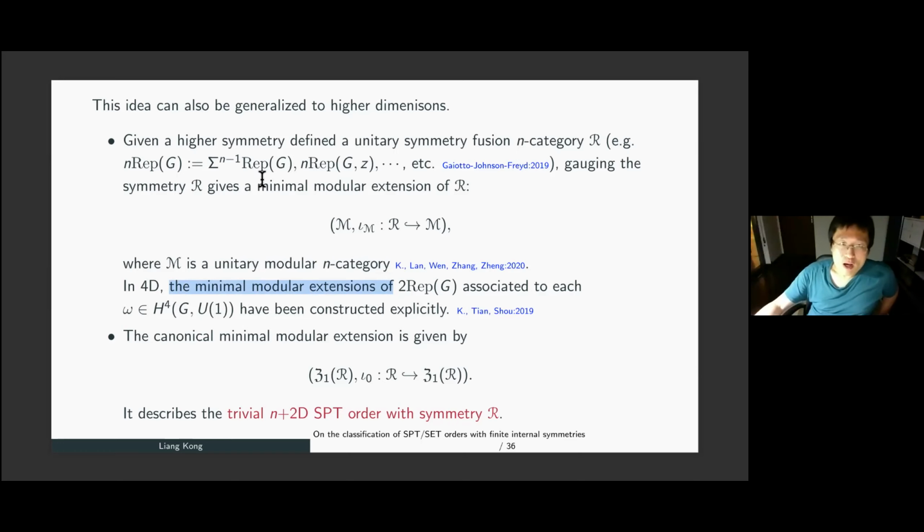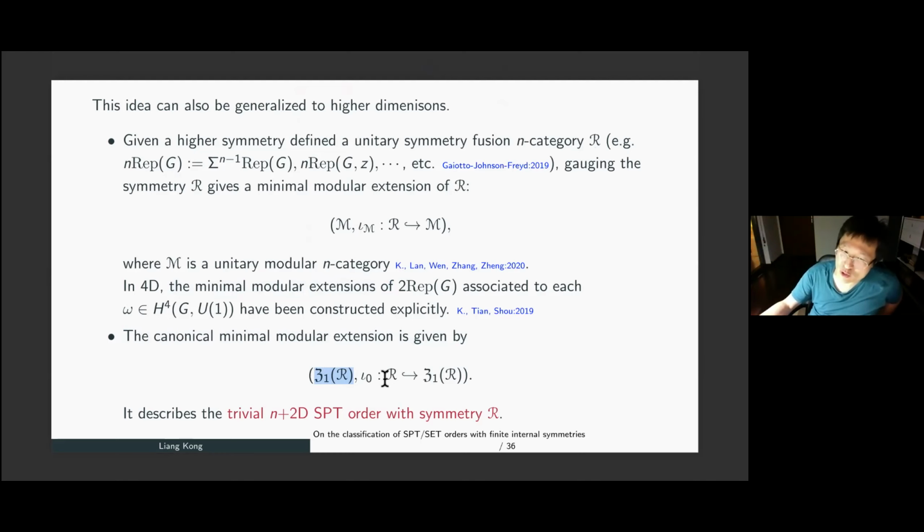Okay, well, this looks very abstract, but we don't need all those things. We only need one canonical one for the later part of my talk. The canonical minimum modulus tension is exactly given by the Drinfeld center of R. So remember, R is the symmetry. Okay, it's the higher symmetry. Now you take the Drinfeld center of that. This gives you a minimum modulus tension. It's the same as the previous case. Okay, and it has a canonical embedding of symmetry charge.